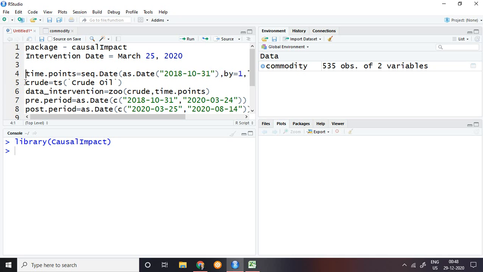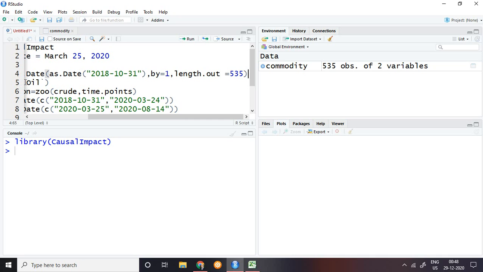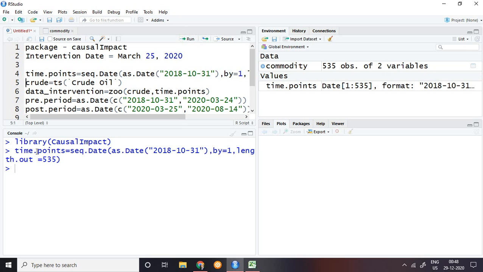The first step is your time points. What is meant by time points? I have mentioned it here as time points, but instead I can even write XYZ, whatever name. So time points equal to seq, as.Date, 2018-10-31, because this is my initial date in this data set, by equal to 1 because of the daily nature of the data.